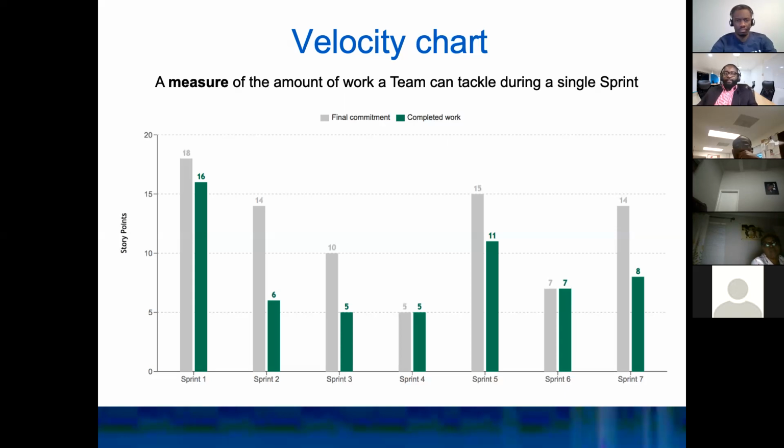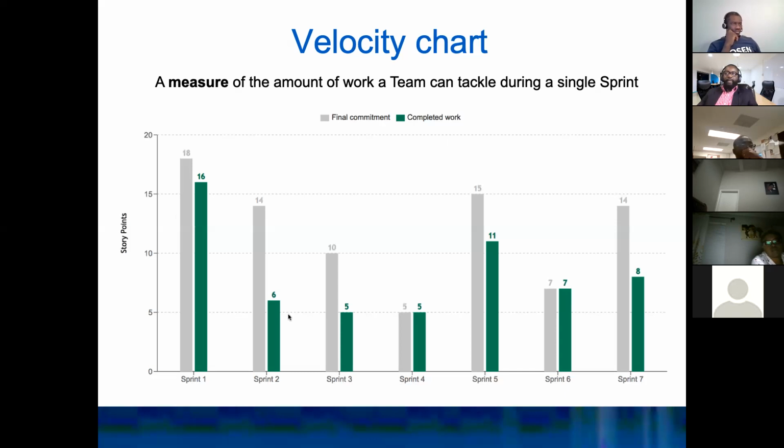Yeah, I think you're close to the answer, but I'm just going to add a few things to what you said. So the velocity is basically a measure of the capacity of the team, but it is a tool that is used to plan for the team's capacity, right? So let's say you finished sprint 1, 2, and 3, and you're trying to decide what's the velocity of the team, right?